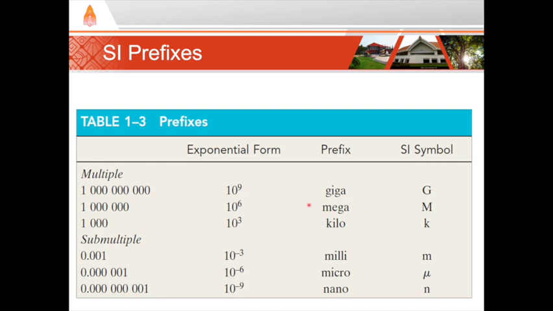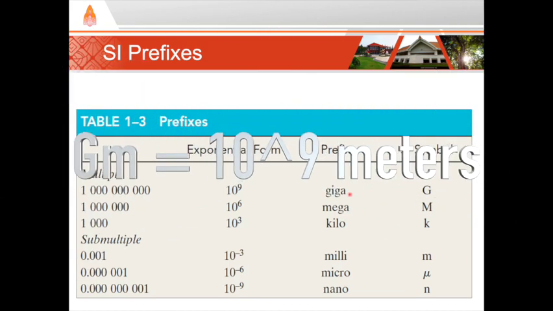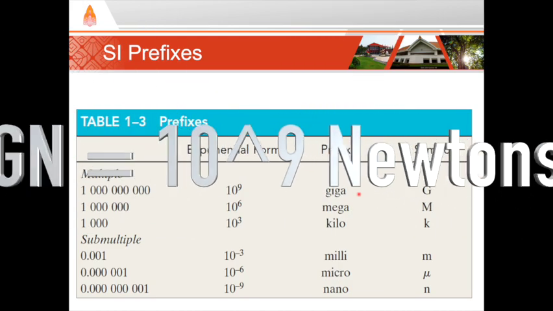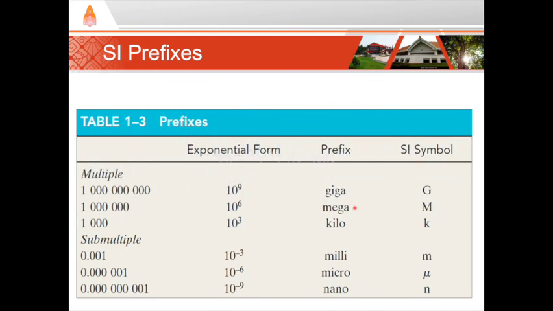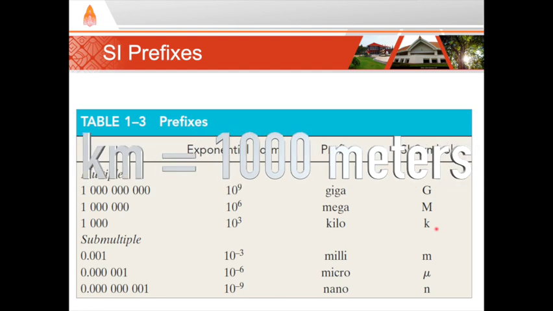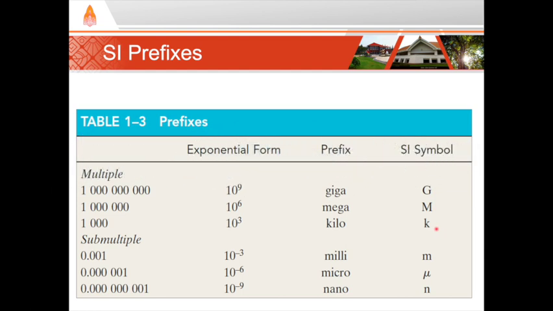In the SI system, we use the following prefixes. There is a giga, which is 10 to the 9 of whatever unit. So gigameters or giganewtons, for example. And then there is mega and kilo. Of course, we're familiar with kilograms and kilometers, meaning 1,000 grams or 1,000 meters. And there's also milli, micro, and nano, representing smaller quantities.